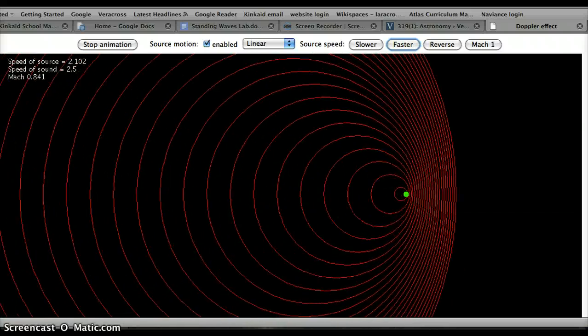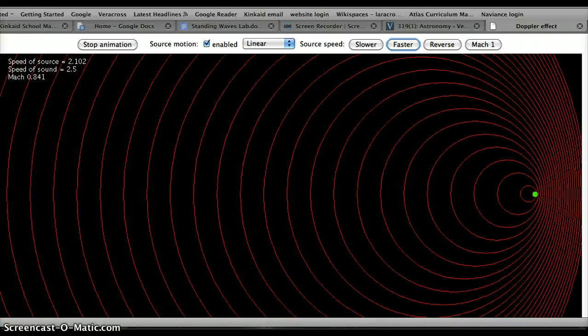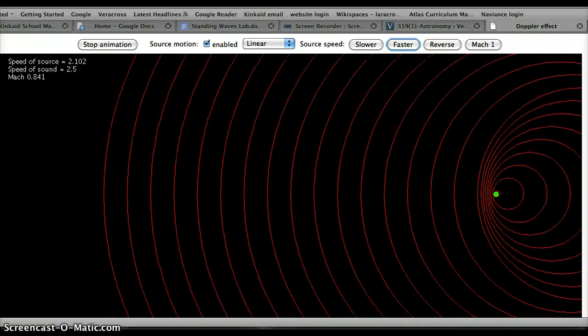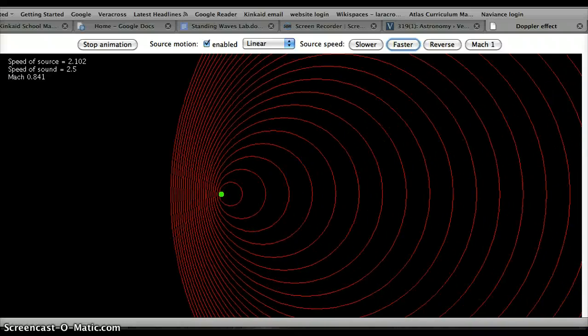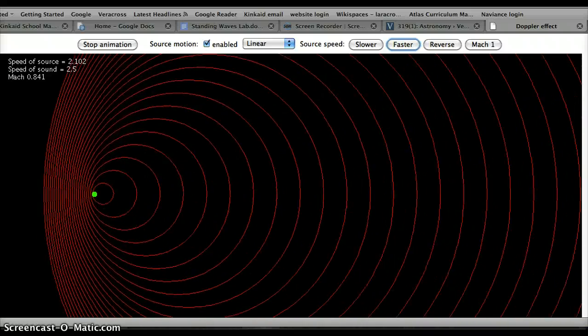In astronomy, this is useful too, because there are things in space that are moving towards us and things in space that are moving away from us. And so this is how we can even measure the speed of things in space, which is a pretty cool deal.